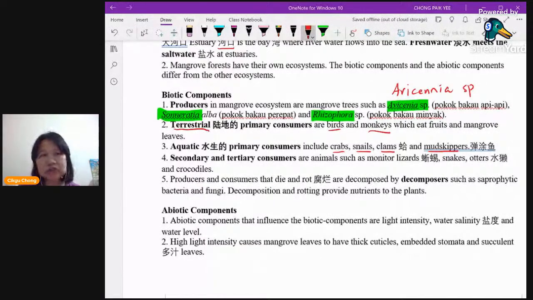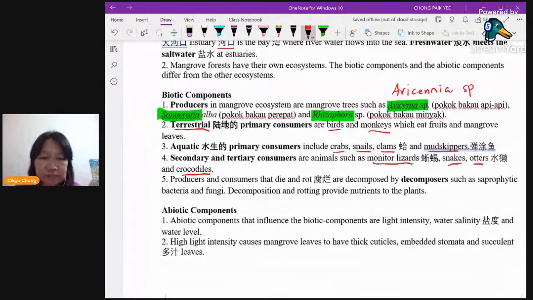Let me show you the pictures. And also you have other higher order consumers. These are the organisms that eat the crab, the snail, and the clams. You have monitor lizard, you have snakes, you have otters, you have crocodile. I'll give you some pictures.